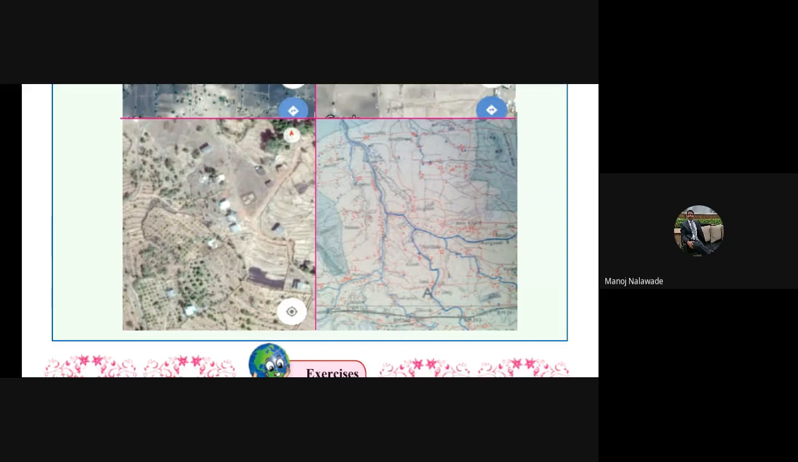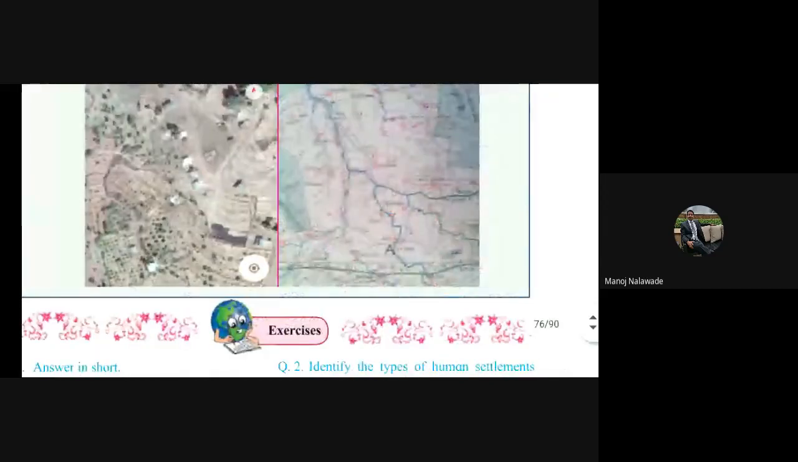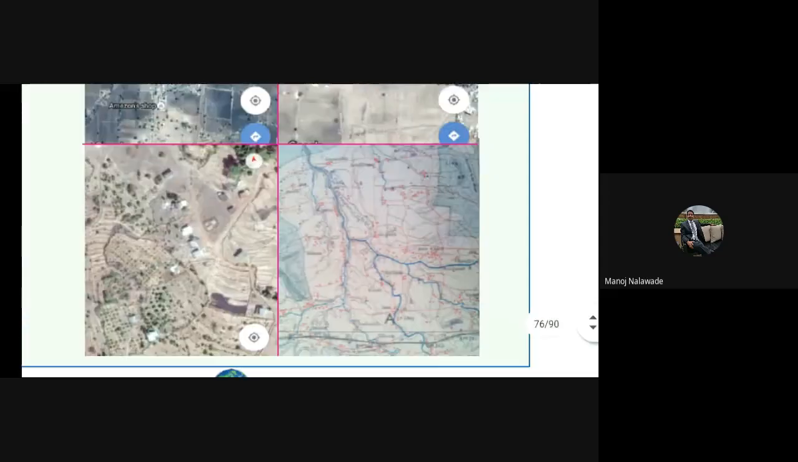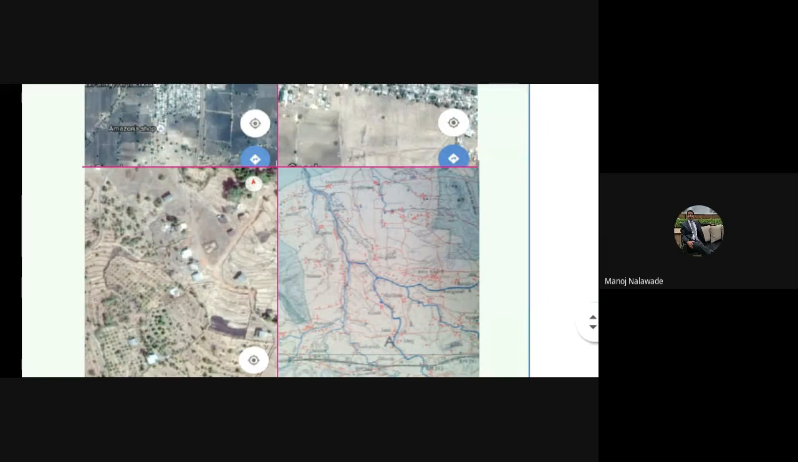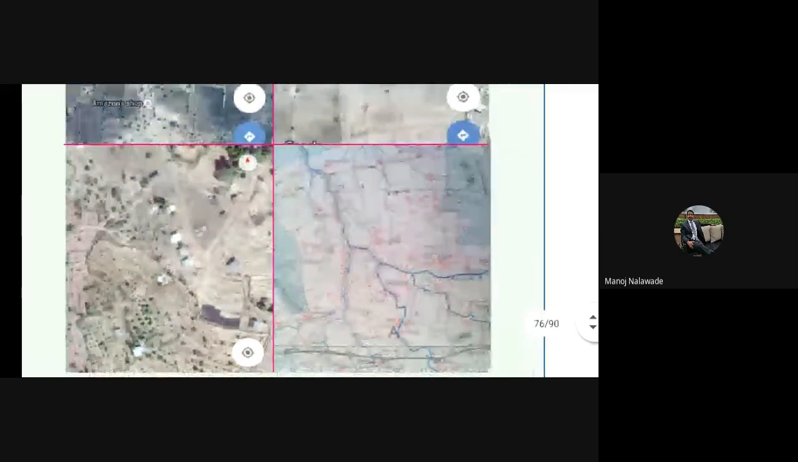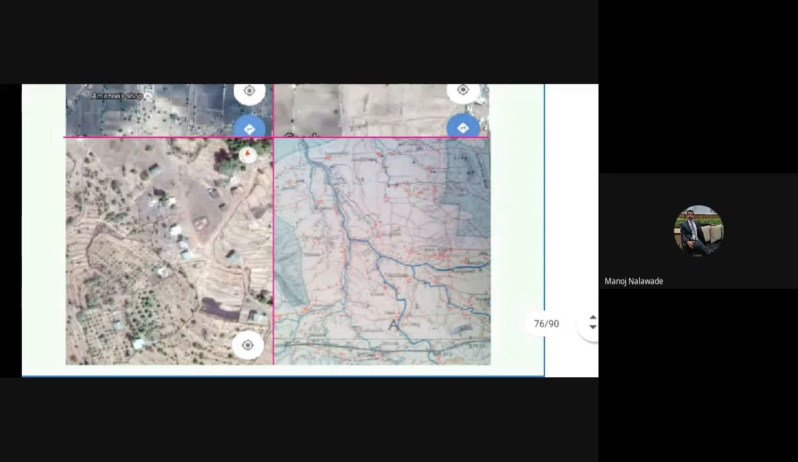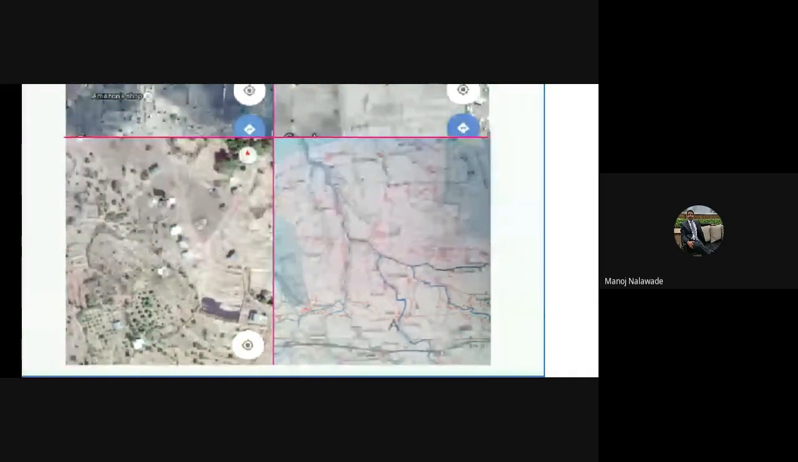And fourth one, can anybody tell me? Nucleated. Okay, in fourth one, actually, I can see all the types of settlements over there because I am able to see river also, roads also. So at some places there may be nucleated, at some places there may be scattered or linear, because not everything is clear over here.